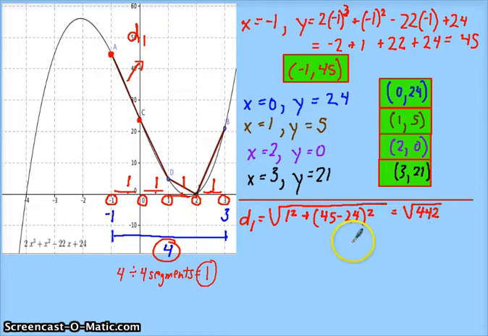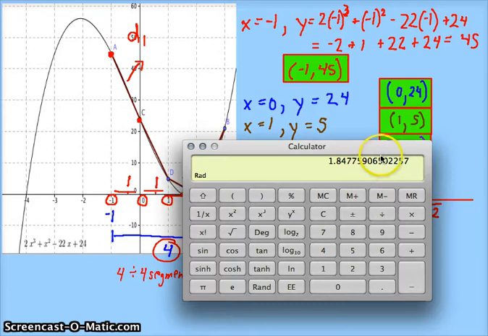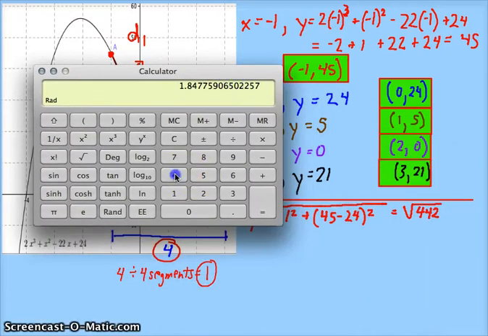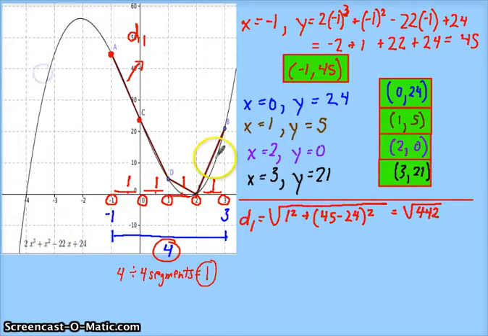Again, you have a calculator. You can figure this out. But I should check just to make sure. 45 minus 24 squared. Yeah, 441 plus 1. Excellent. Now, you could find the square root of this and round to 2 decimal places, but there's no reason to. Keep it exact. Try to be as accurate as possible. So leave it as the square root of 442.